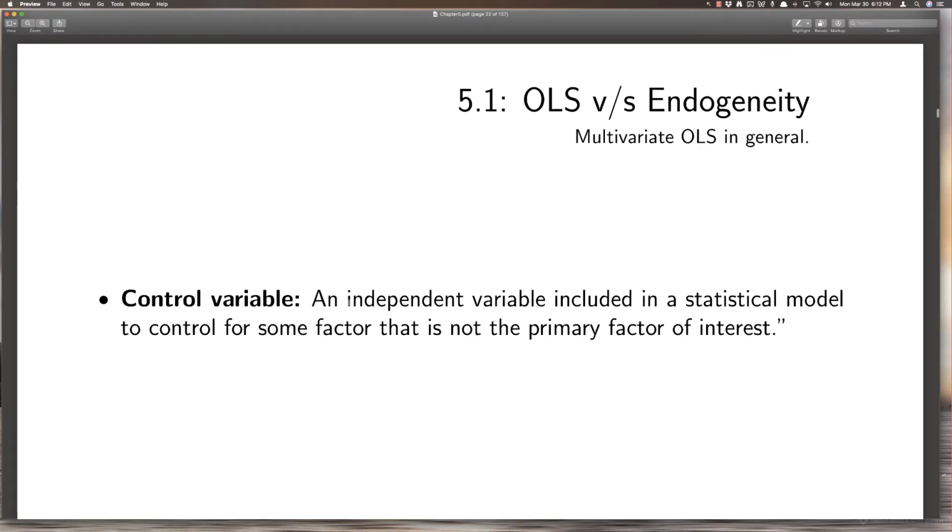So a control variable is an independent variable, meaning it's not the dependent variable. It's on the right-hand side of the regression equation. And it's included in your statistical test, but the goal is to control for some other factor that is not your primary factor of interest. So this is not the thing we're going to interpret. This is not the effect we care about. This variable is in the model just to give us a clean, unbiased estimate of the effect of x1, our first independent variable, on y.